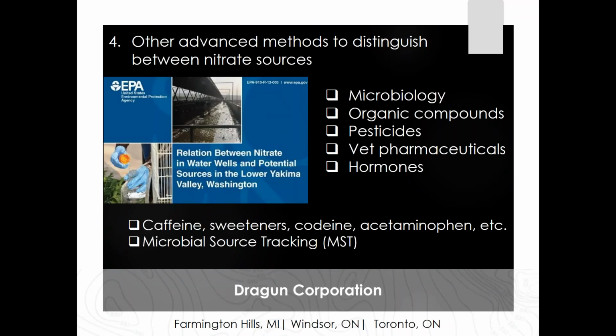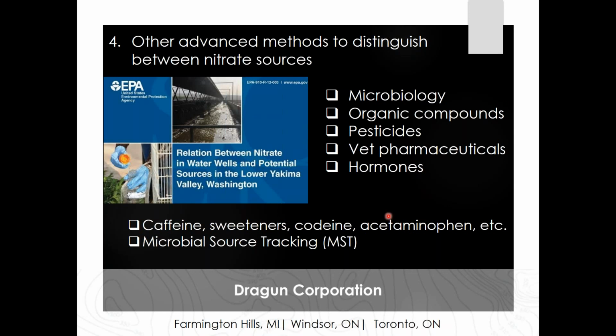So those methods with the isotopes, the nitrogen isotopes, can distinguish between chemical and manure sources of nitrate, but you may have something more complicated, and I'm not going to go into detail on this. But in the Yakima study, they used things like microbiology, organic compounds, pesticides, veterinary pharmaceuticals, and veterinary hormones to distinguish between chemical fertilizers and nitrate sources from cattle. Some of the other publications that I've looked at related to septic fields for human identifiers would be caffeine in your coffee, sweeteners in your coffee or tea, codeine or Tylenol. That could be identified as a source of nitrate.